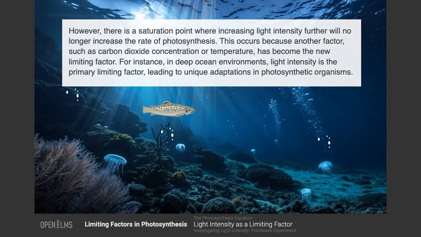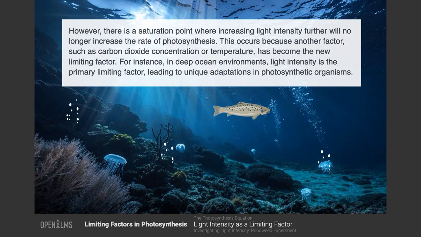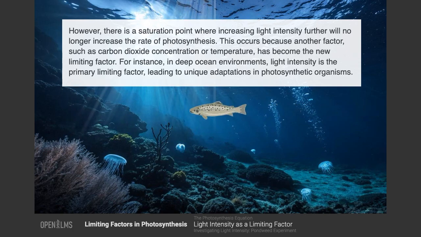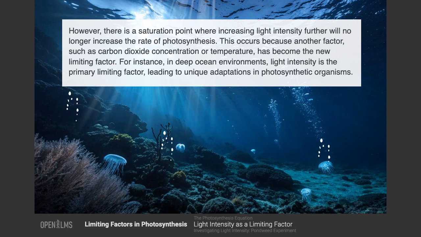However, there is a saturation point where increasing light intensity further will no longer increase the rate of photosynthesis. This occurs because another factor, such as carbon dioxide concentration or temperature, has become the new limiting factor. For instance, in deep ocean environments, light intensity is the primary limiting factor, leading to unique adaptations in photosynthetic organisms.